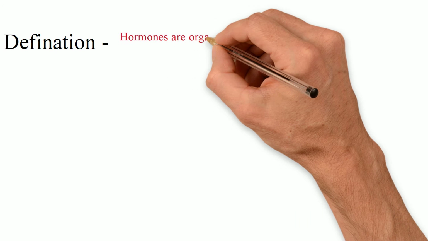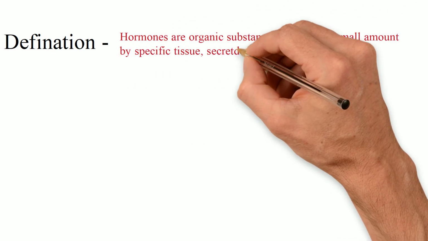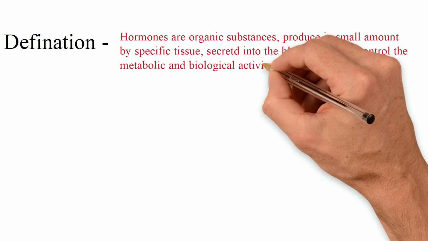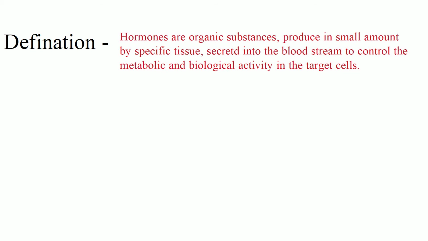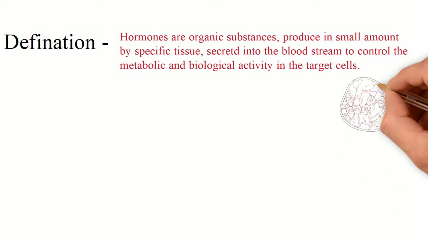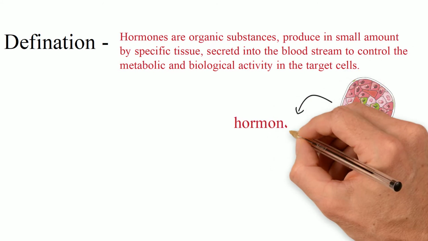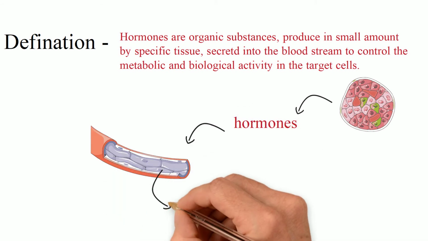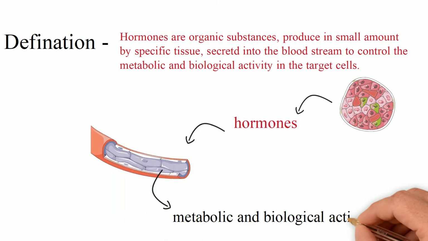Hormones are the organic substance which are produced in small amount by specific tissue and it is secreted into the bloodstream which control the metabolic and biological activity in target cells. As you can see in the image, if a specific tissue is secreting a hormone, it enters into the bloodstream and reaches the target site, and after reaching the target site, increases or decreases the metabolic and biological activities.